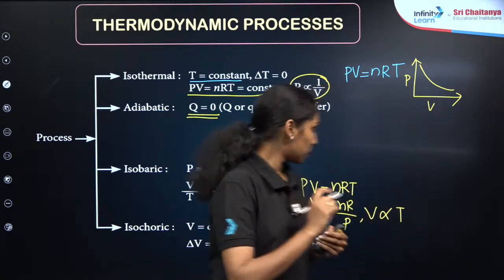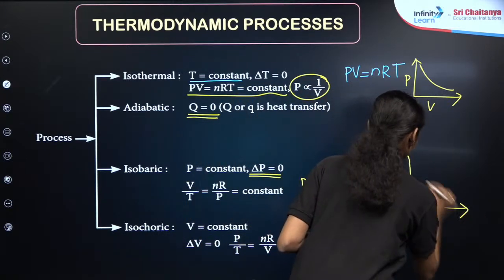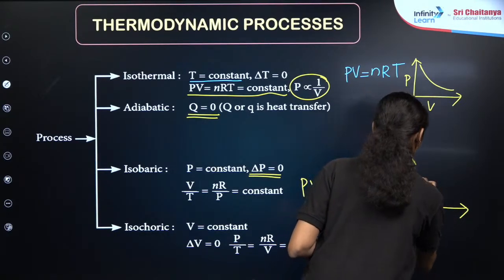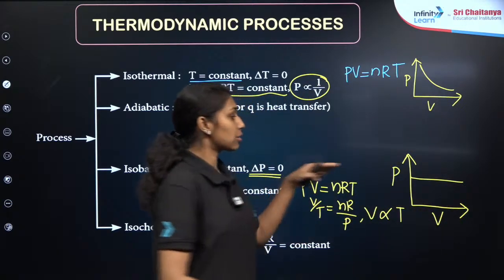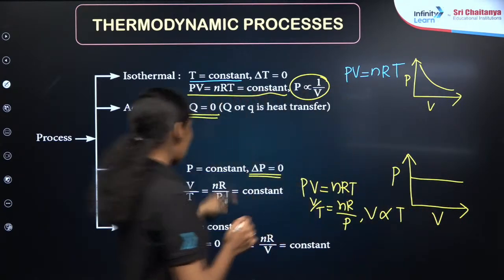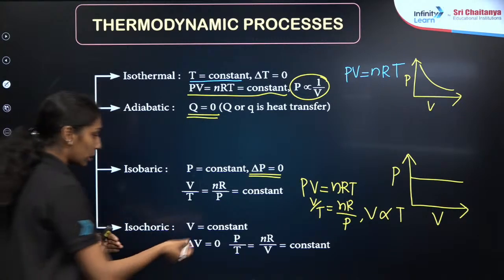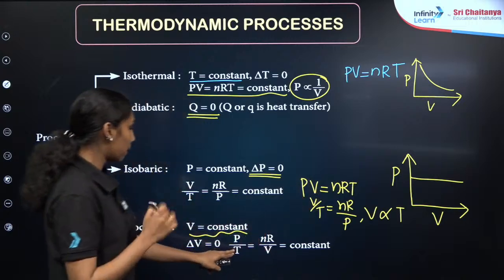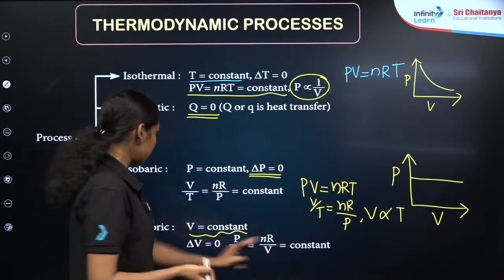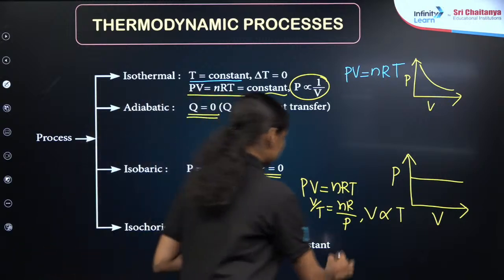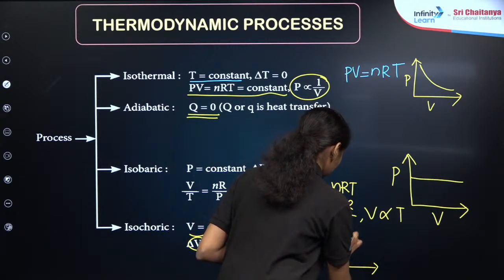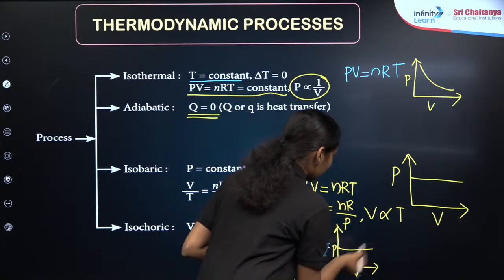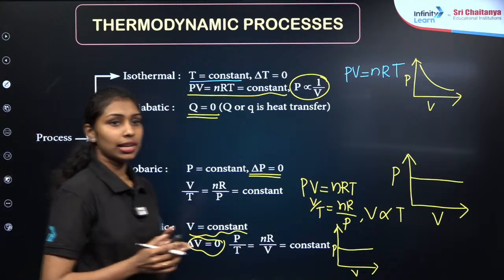Then what about the graph here? The pressure volume graph. Pressure remains constant, so this will be the PV diagram for the isobaric process. The last one, isochoric, means volume is constant. Taking the ideal gas equation, you will get P by T is equal to nR by V, that is equal to a constant. Then what about the graph? Volume remains constant, so this will be the PV diagram for the isochoric process. Clear?